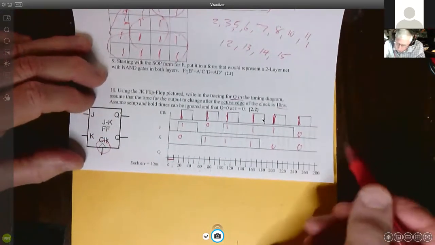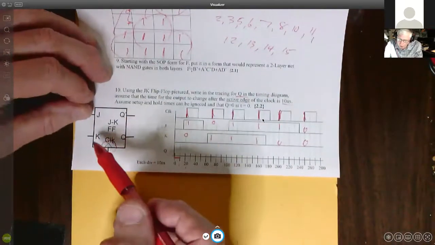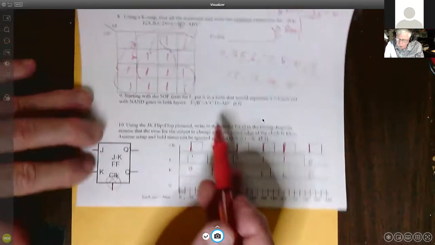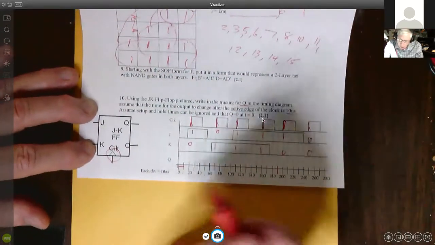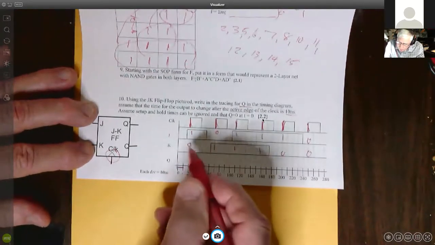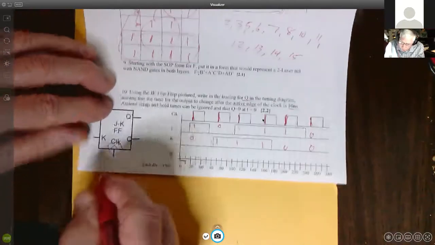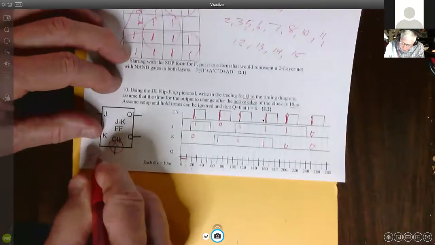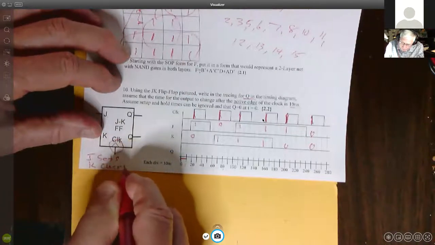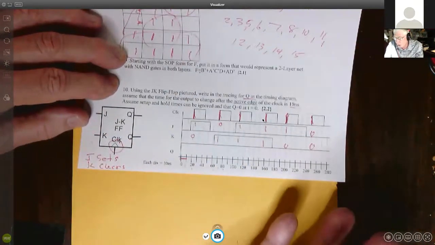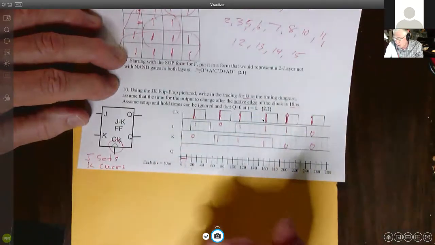So now all we have to do is figure out what J and K are at the edge, and then 10 nanoseconds later, we'll see the change. Okay? So here, J is 1, K is 0. The only thing you have to remember, it's very simple: J sets, K clears. If they're both zero, nothing happens. If they're both one, then whatever the output is flips, it toggles.